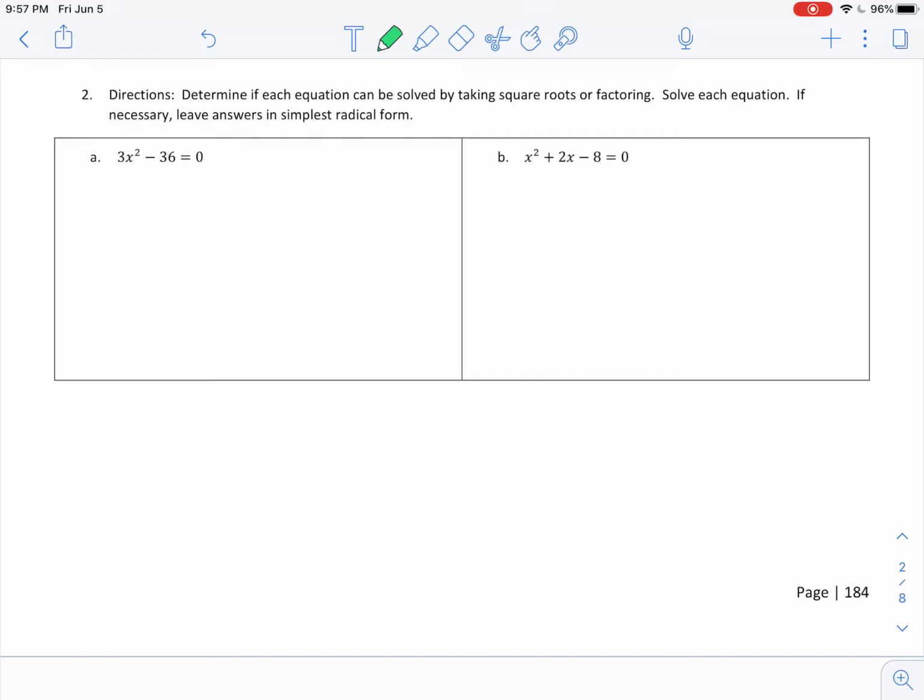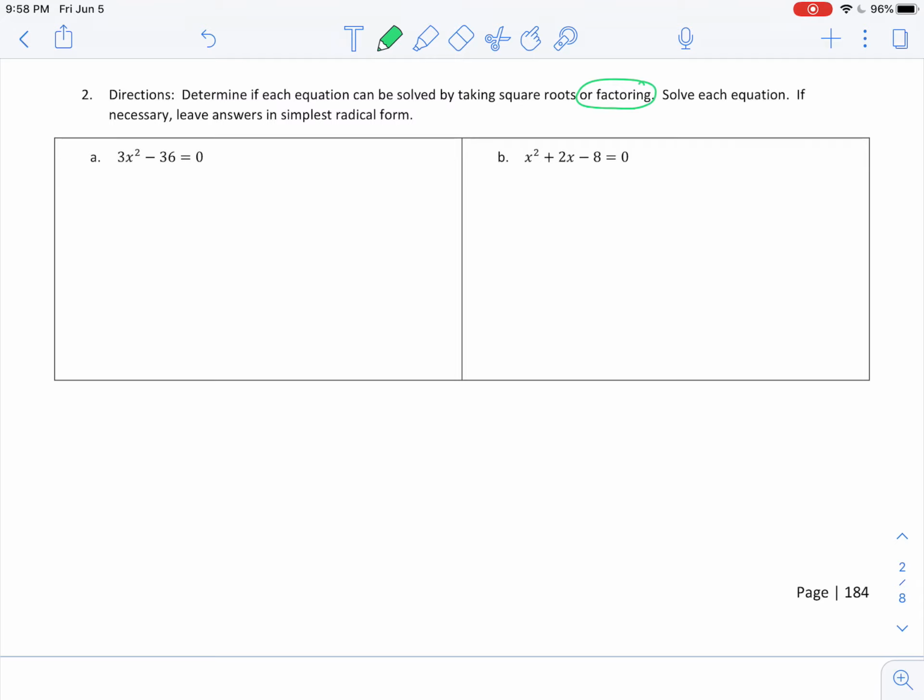Continuing on with our solving by square roots guided notes, I want to point out the directions for example 2 because we're going to slightly amend these. Determine if each equation can be solved by taking square roots, and then it says or factoring. This is a very important algebra skill that we're not going to focus on.